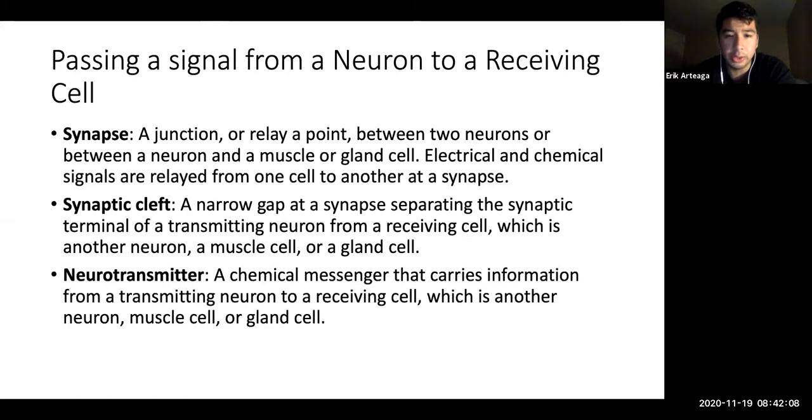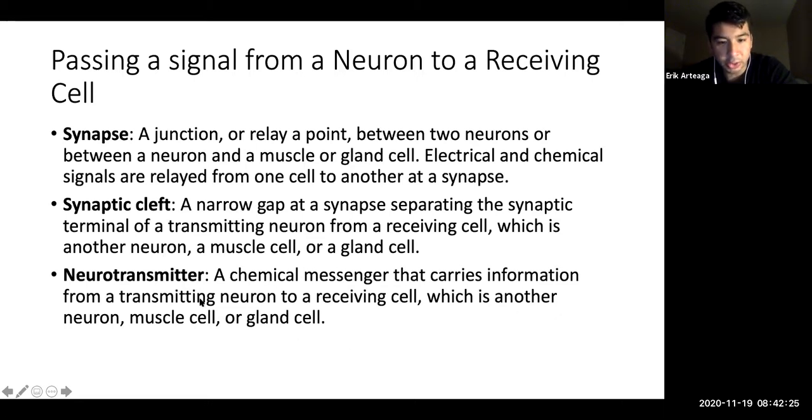Electrical and chemical signals are relayed from one cell to another at a synapse. We have a synaptic cleft, which is a narrow gap at a synapse separating the synaptic terminal of a transmitting neuron from a receiving cell. I know it's a lot, apologize. The receiving cell is another neuron, a muscle cell, or a gland.